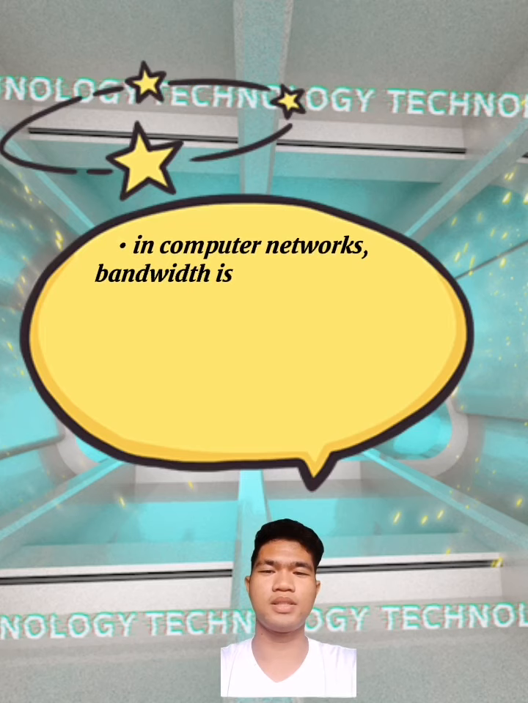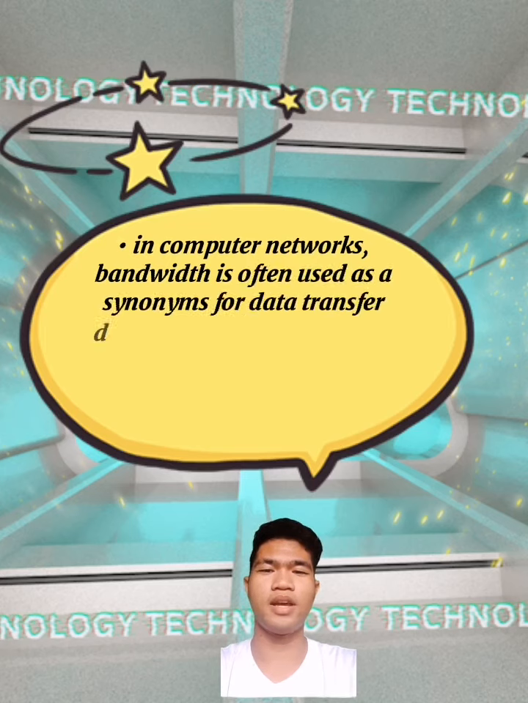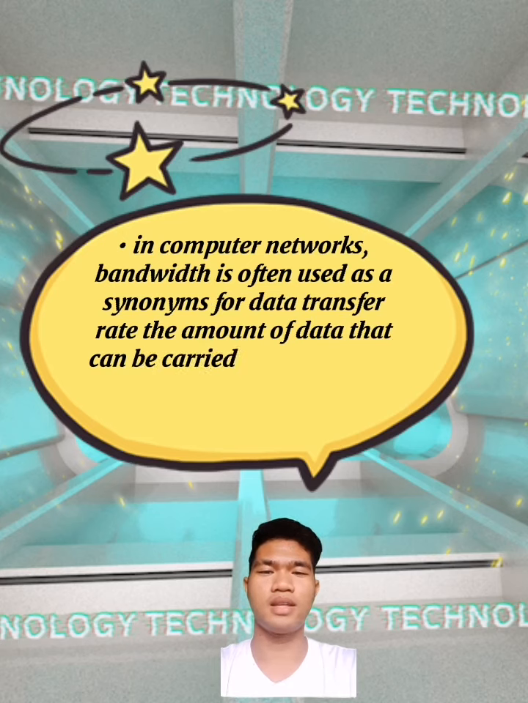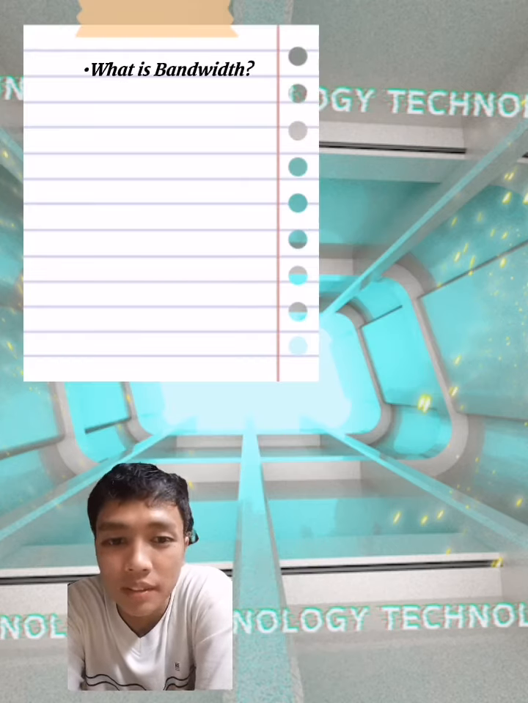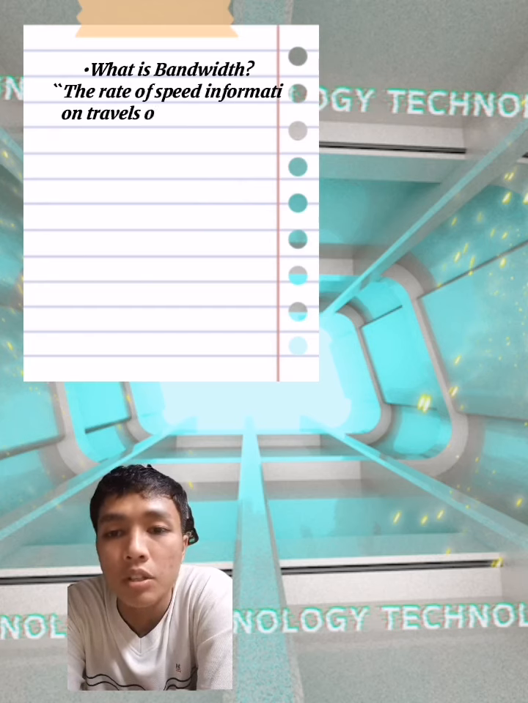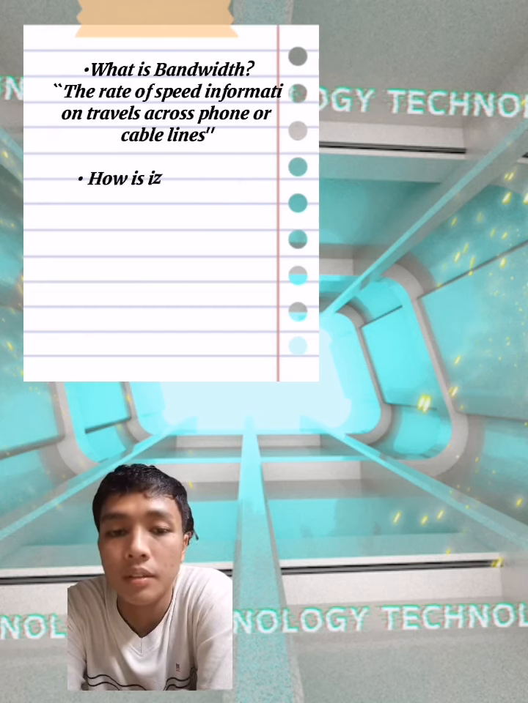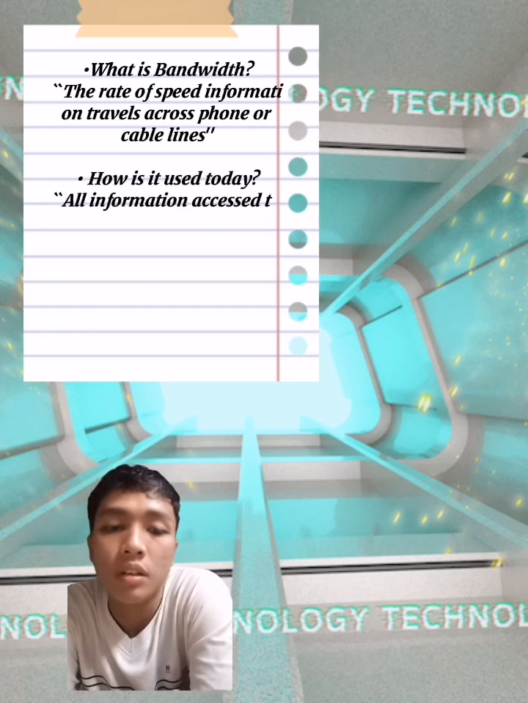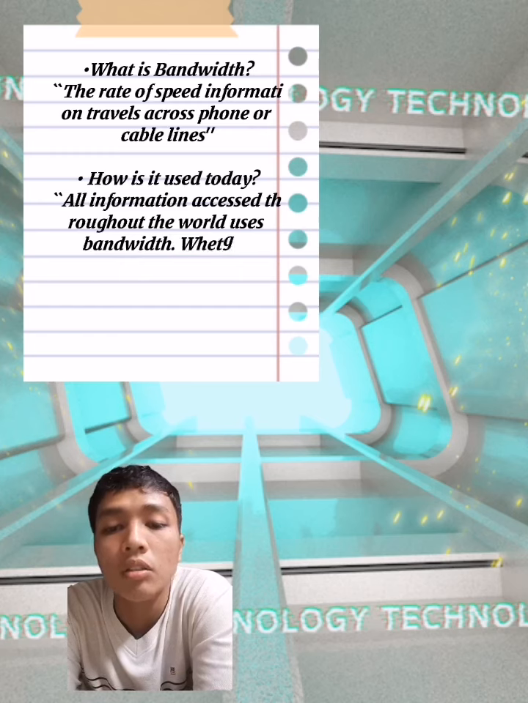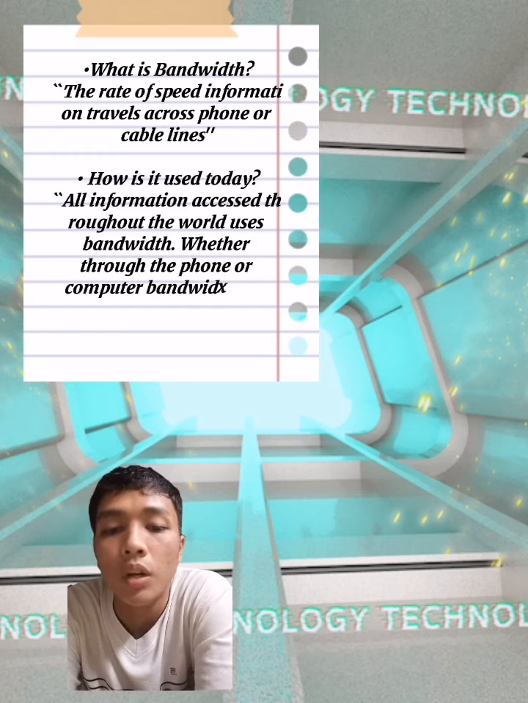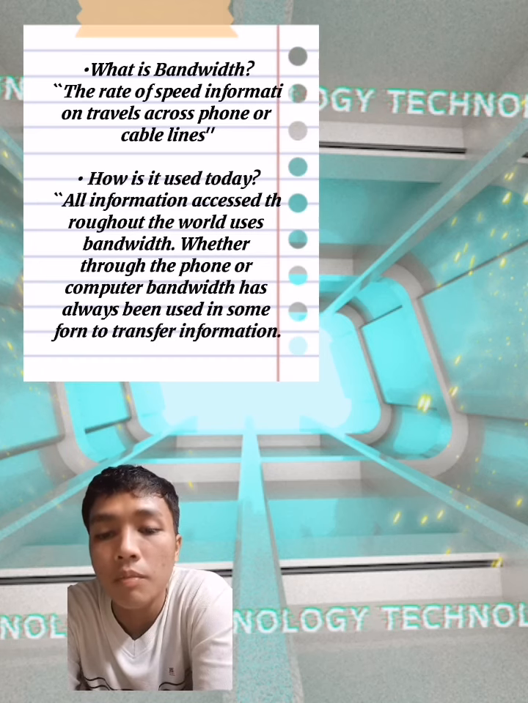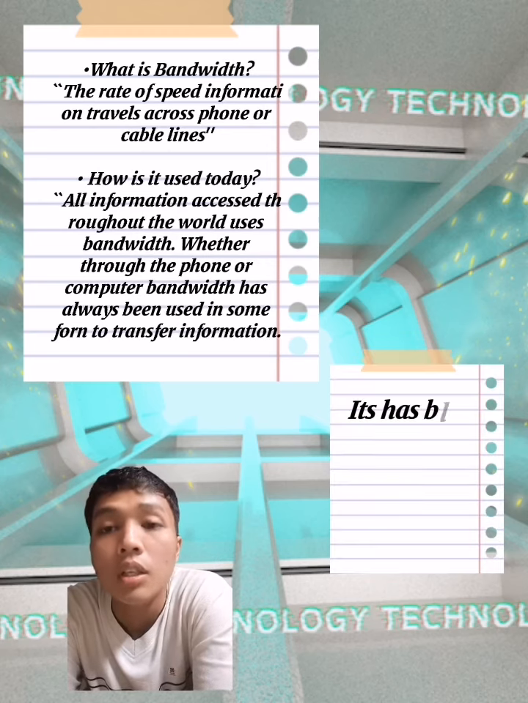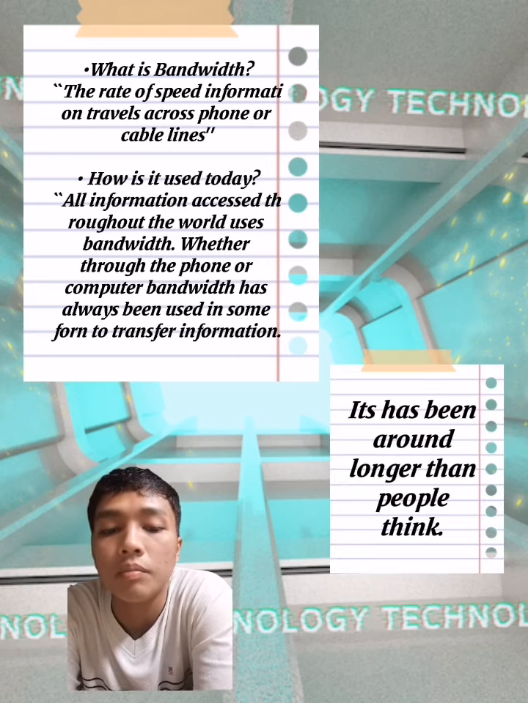In computer networks, bandwidth is often used as a synonym for data transfer rate, the amount of data that can be carried from one point to another in a given time period, usually a second. What is bandwidth? It is the rate of speed at which information travels across phone or cable lines. How is it used today? All information access throughout the world uses bandwidth, whether through the phone or computer. Bandwidth has always been used in some form to transfer information. It has been around longer than people think.